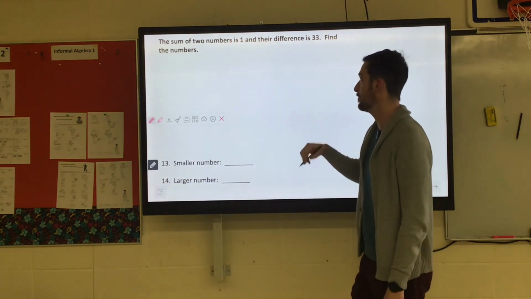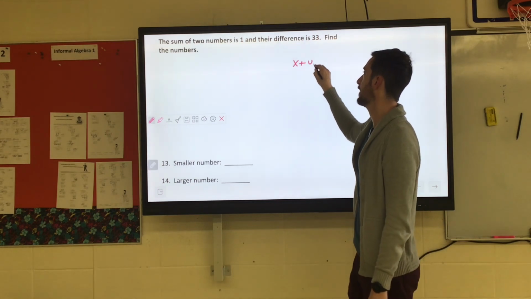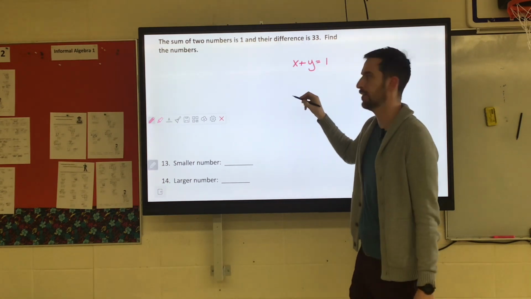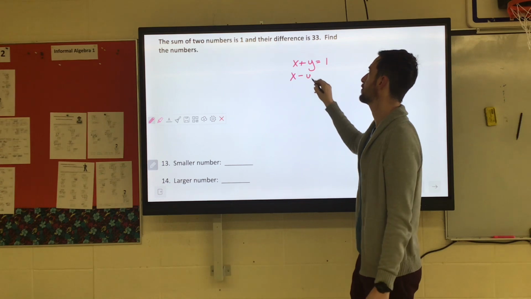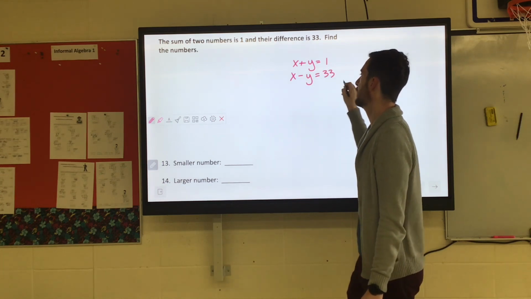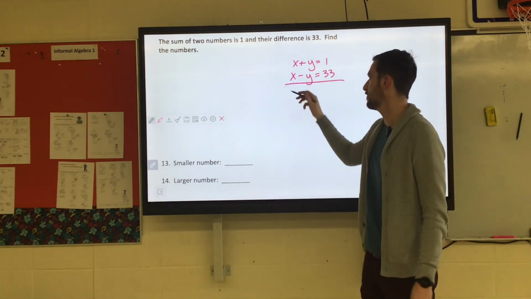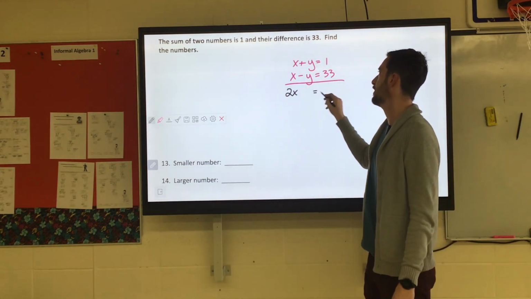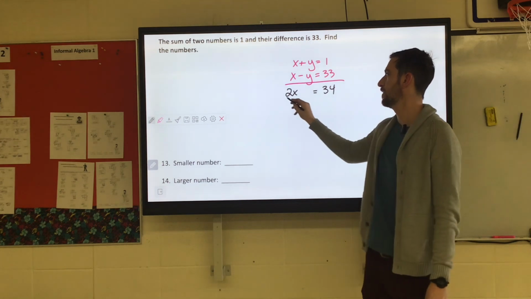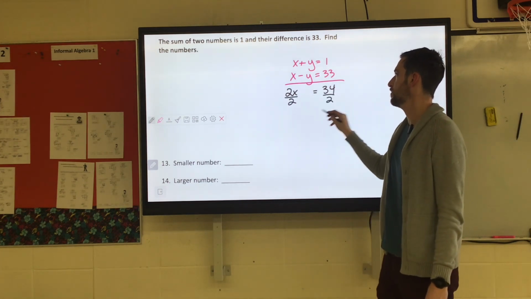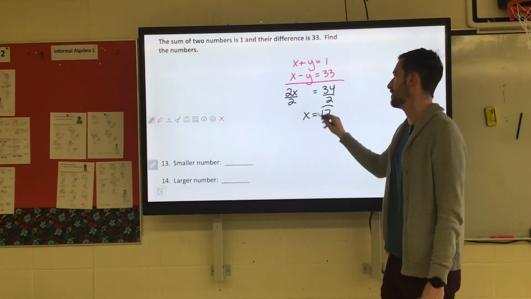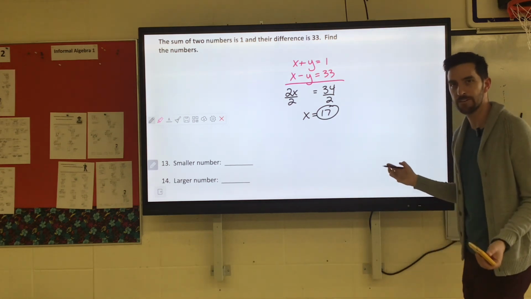Sum of 2 numbers, x plus y. The sum is 1. The difference, x minus y, is 33. Okay, so again, the y's cancel out like they usually do on these. We have 2x, no y's, equals 34. If we go ahead and divide that by 2, one of our numbers is 17. We don't know the other number.